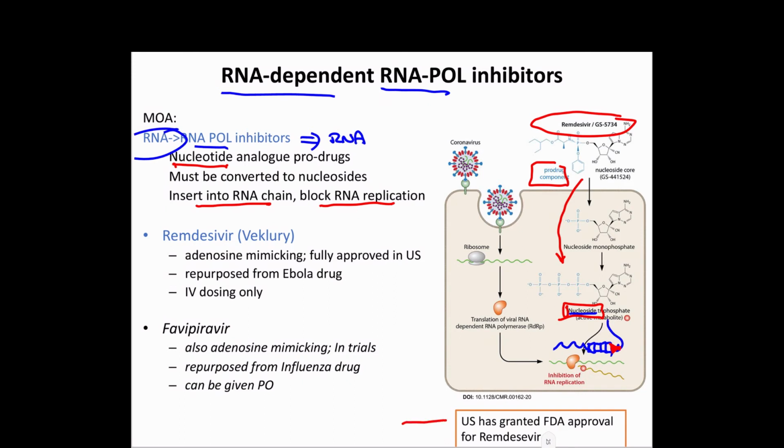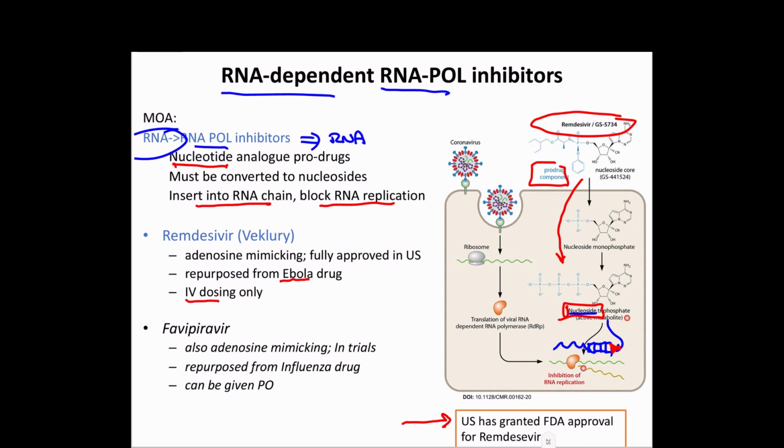it's the only drug that has actually been granted full FDA approval for use in COVID-19. It looks like adenosine, and this was actually initially developed to treat Ebola, which also has an RNA-dependent RNA pol. It didn't work as well for Ebola, so they stopped working on it, and then they pulled it back out of the freezer and took a look at it for COVID-19, and it seemed to work reasonably well. This has IV dosing only, which makes it a little bit harder to give.